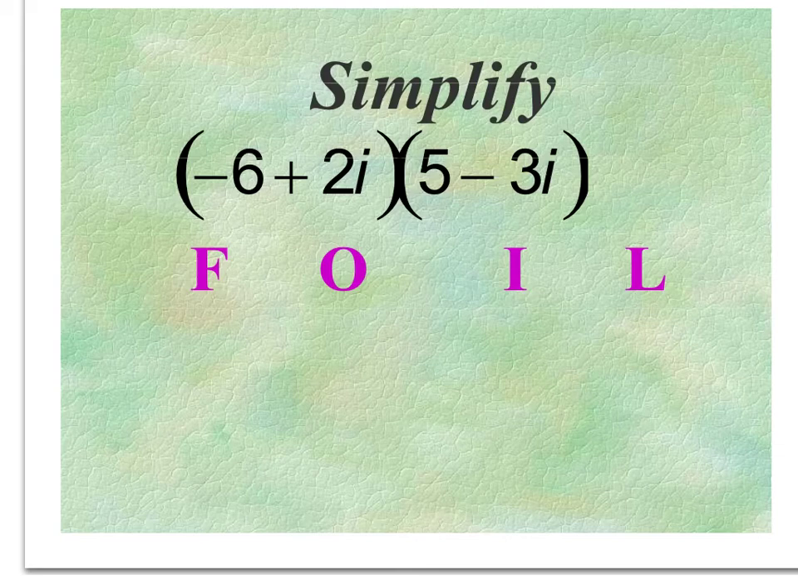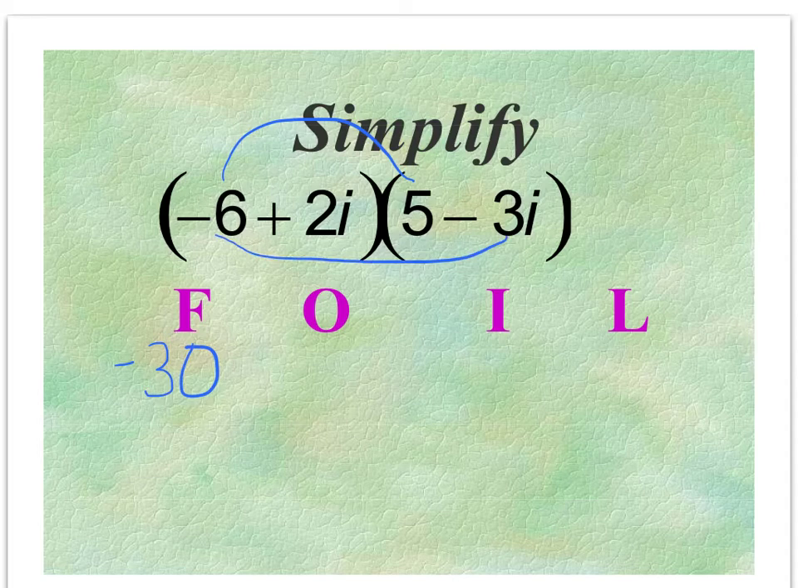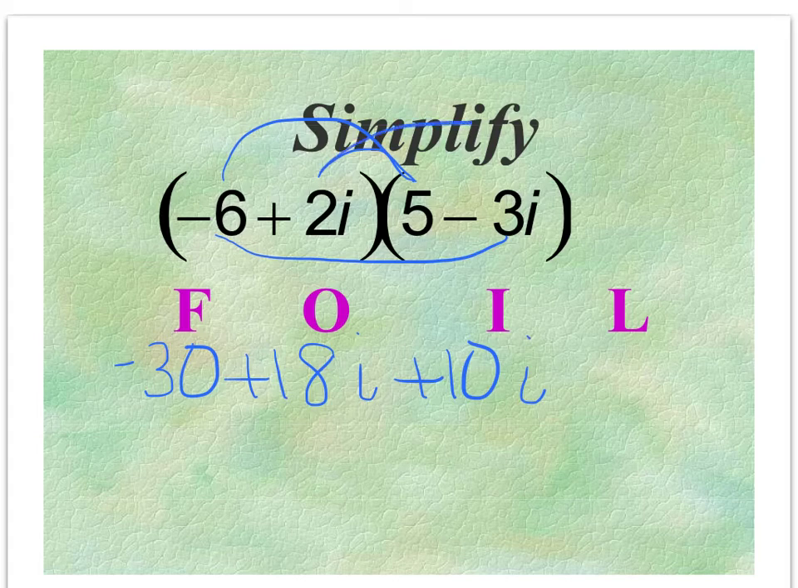to get the F, you'll do negative 6 times 5, which gives you negative 30. The O is from negative 6 times negative 3i, so that's my plus 18i. Inside times inside is 2i times 5, that's plus 10i. And then last times last will get me negative 6i squared.